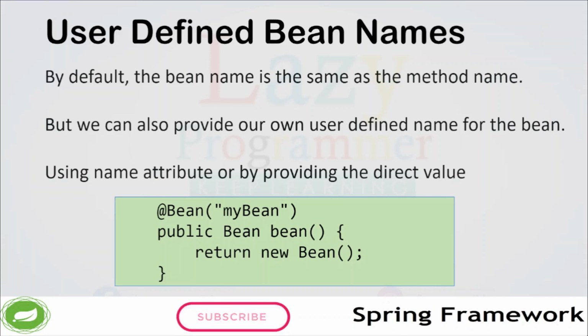Standard Java convention is used when naming the beans. That is, bean names start with a lowercase letter and are camel cased from there.